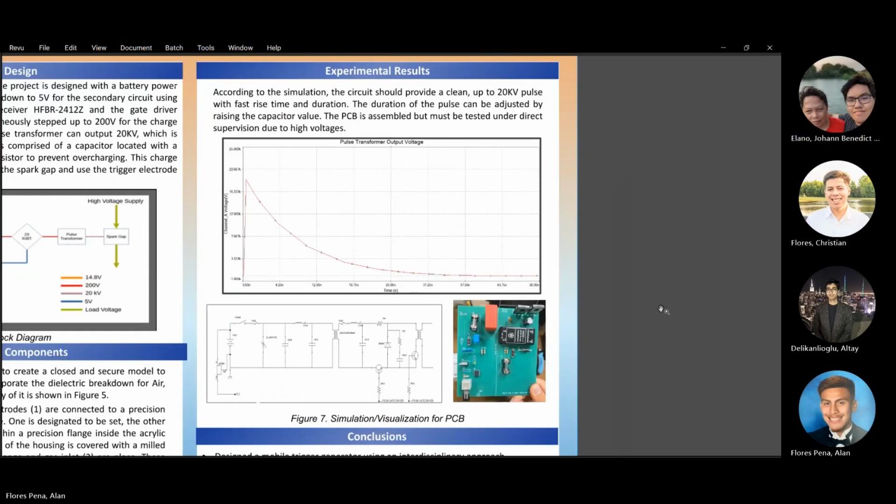Figure 7 shows some simulation results, our circuit diagram, as well as a PCB. According to the simulation, the circuit should provide a clean 20 kilovolts pulse with fast rise time and duration. The duration of the pulse can be adjusted by raising the capacitor value, and the PCB is assembled but must be tested under direct supervision due to high voltages.